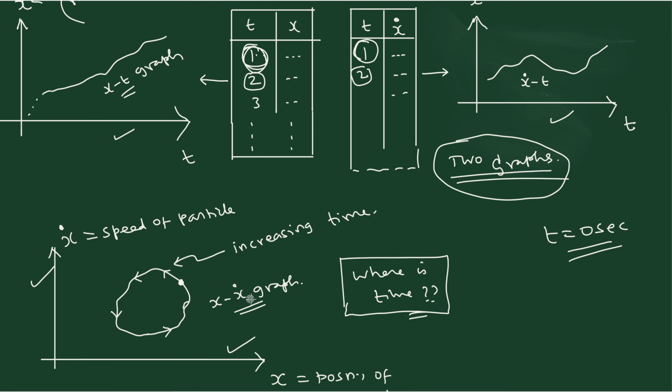Evolution means what is changing there? Changing means position is changing and speed is changing. How the position and the speed are changing as time increases, that is exactly this graph. So in this graph, where is the time? That question now is clear.